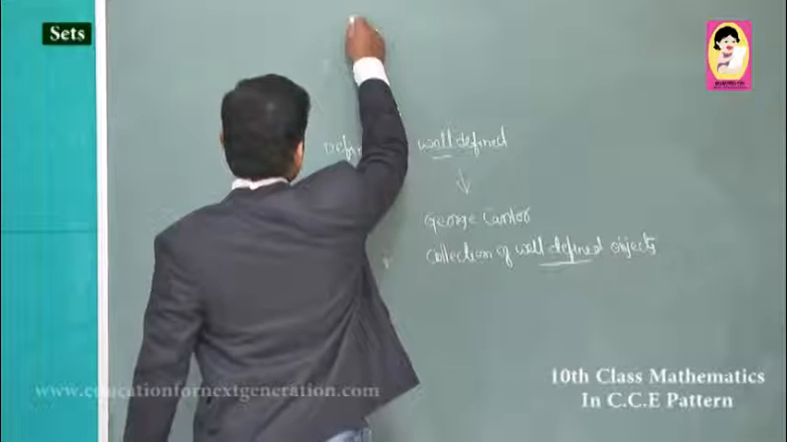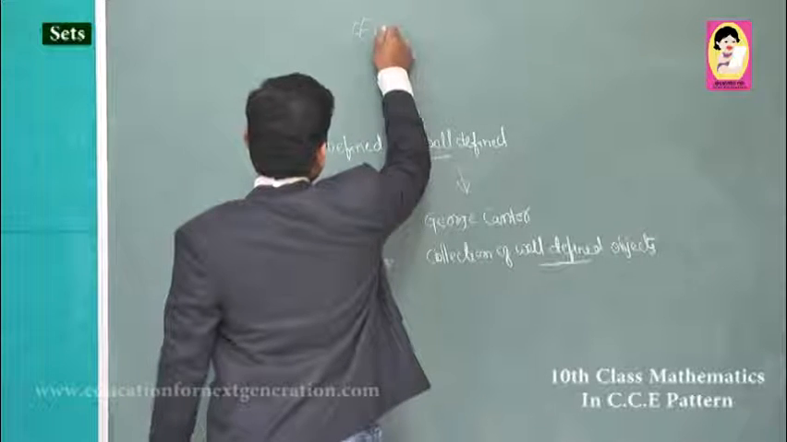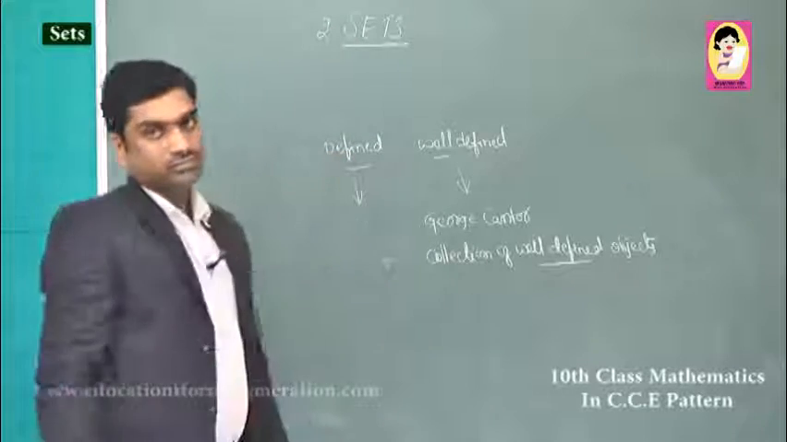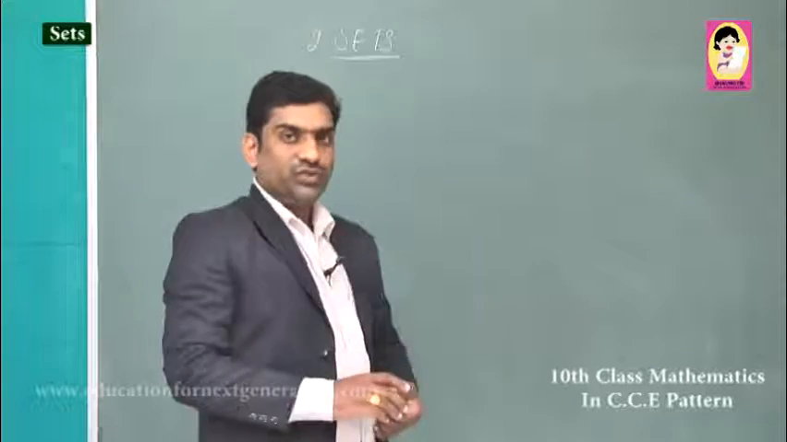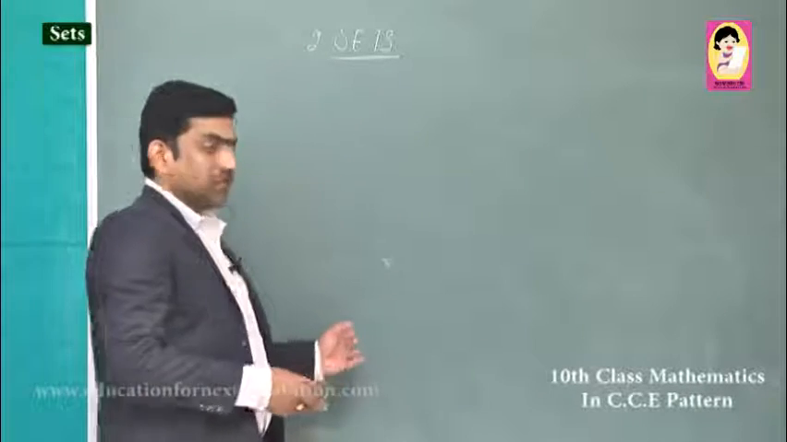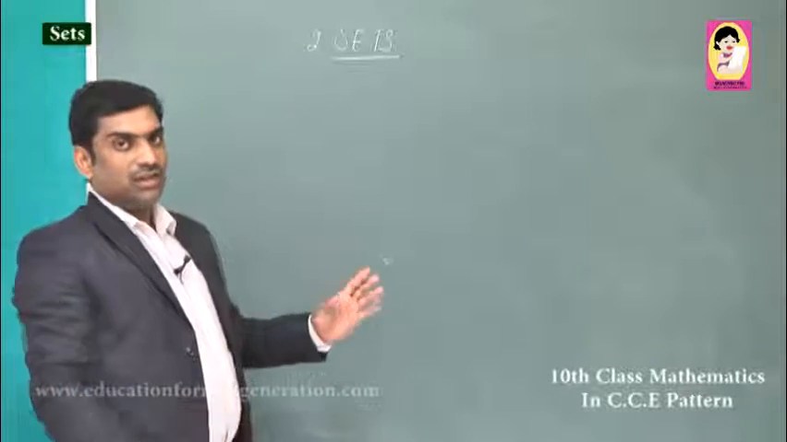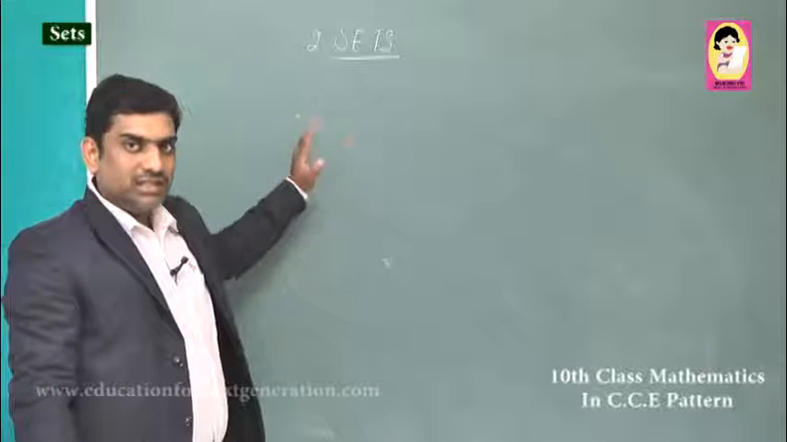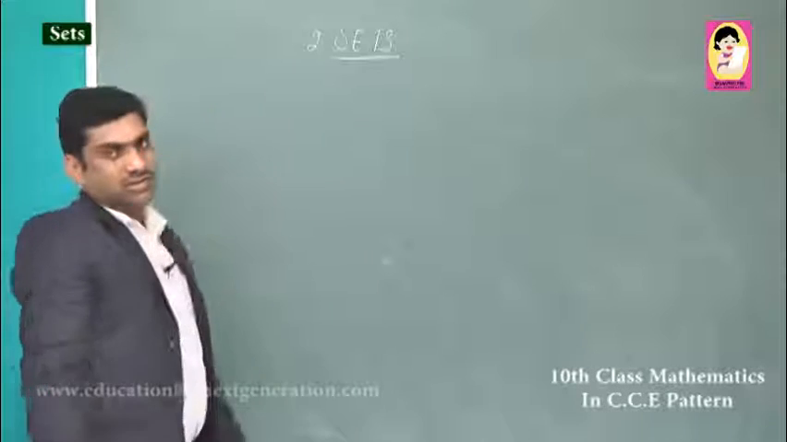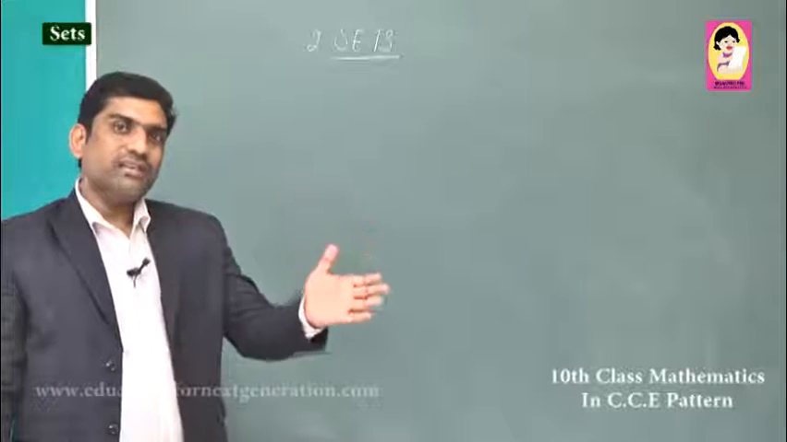So our today's topic is sets or set theory. This is our second chapter in 10th standard. Okay. Now, how do we represent the set? How do we write the sets? Already I told you, according to George Cantor, a set is a collection of well-defined objects. Then, the set of first 10 natural numbers.